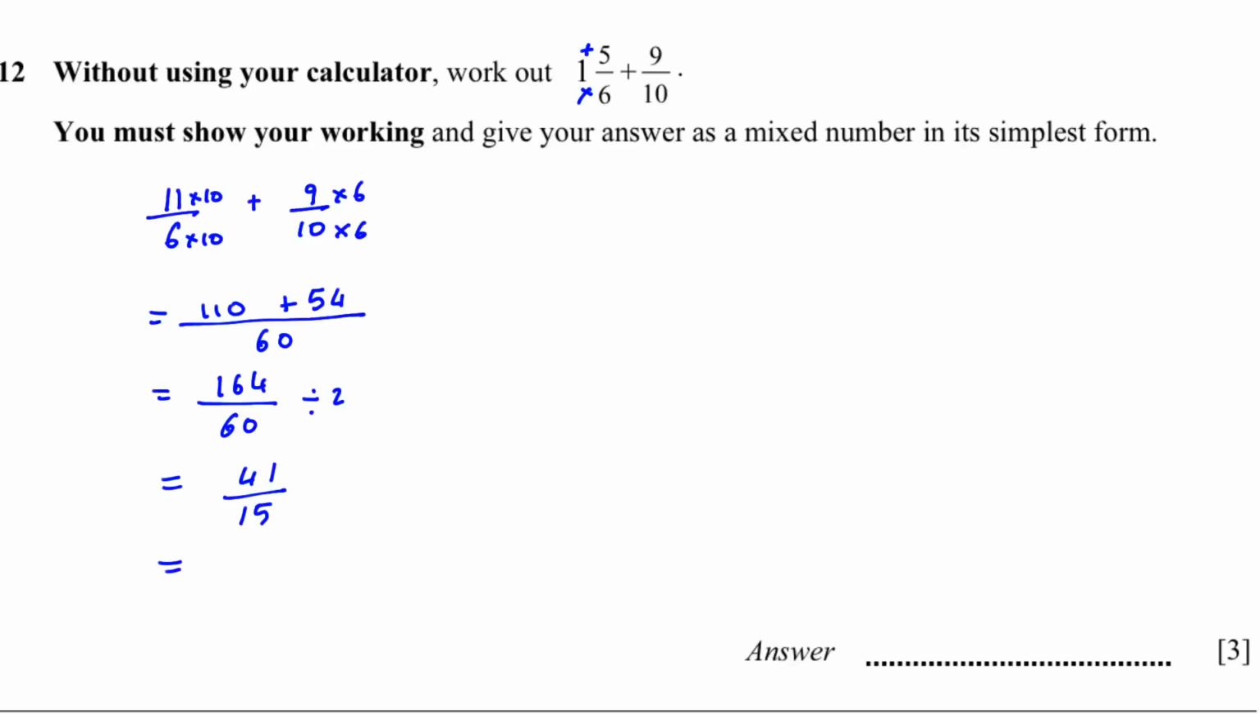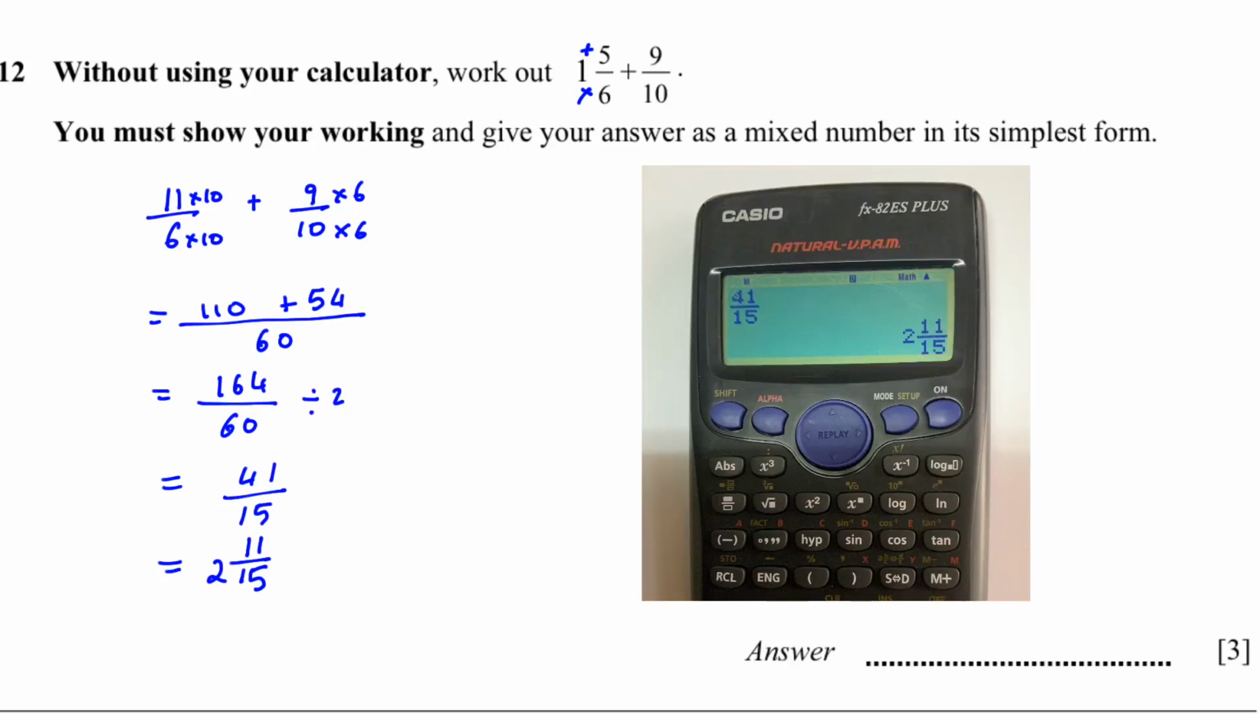Now we have to change this into a mixed number. To do so, in your calculator write 41 over 15, put equal, and then do shift, and there's an S-D button. You can press that and you will get 2 and 11 over 15. This is how you put 41 over 15, make equal, and then press shift and this button. You will get this answer.